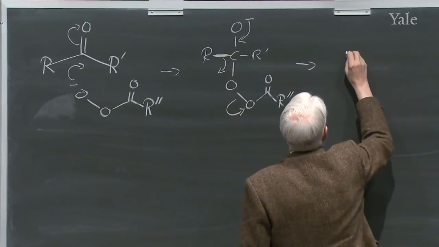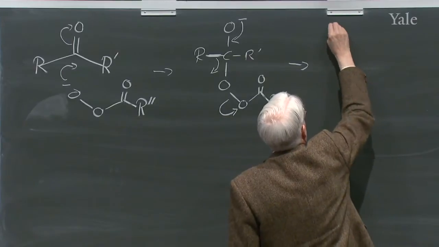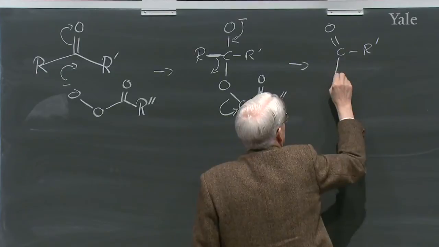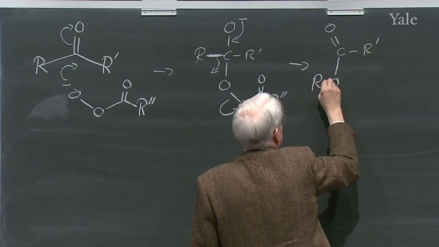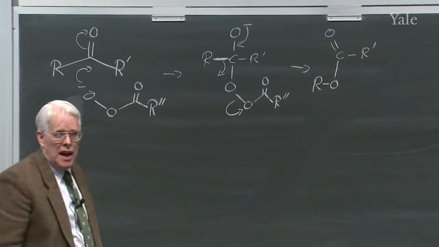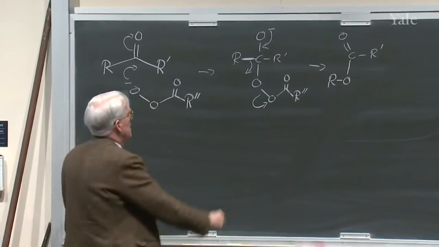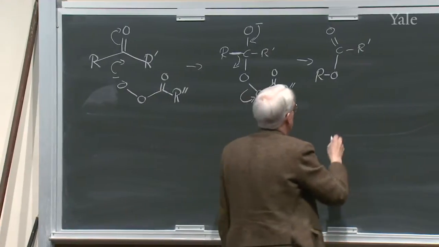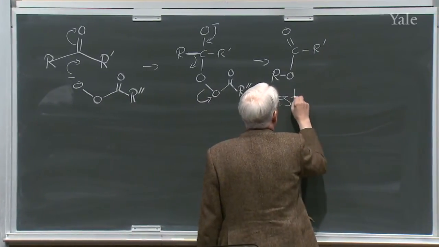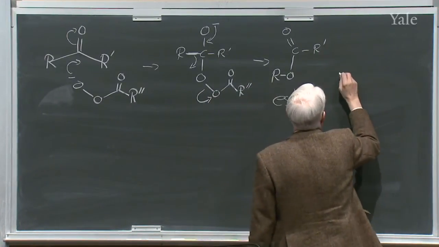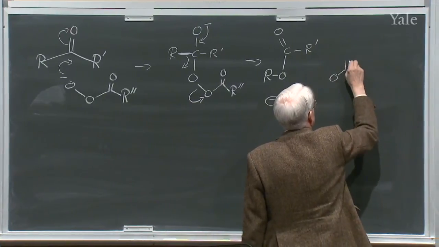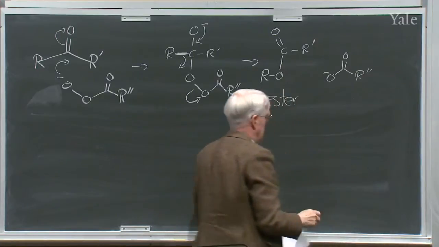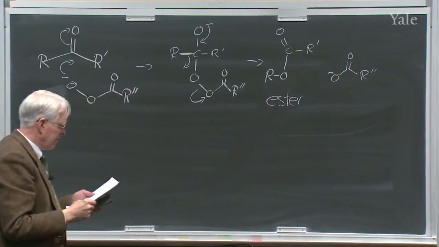So now we have CO, R prime, O, R. So we've inserted that oxygen between the originally acyl carbon and the R group. So we have an ester, plus, of course, the carboxylic acid, which was a good leaving group, the anion of the carboxylic acid.